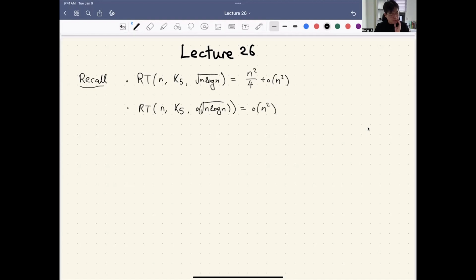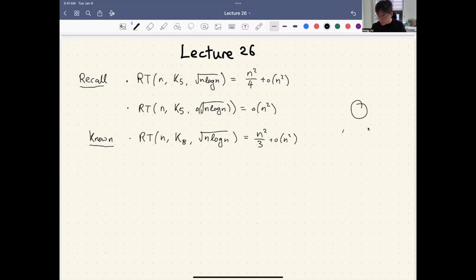In the same paper, they asked the following question. They observed that it's also known, for larger cliques, how does the Ramsey-Turán number transition around this inverse function of the triangle Ramsey number? In particular, they asked about K8, the 8-clique. It's known that when you're above this threshold, so if your independence number is allowed to be square root of n log n, then you can take a construction where the number of edges is n squared over 3 plus little o of n squared.